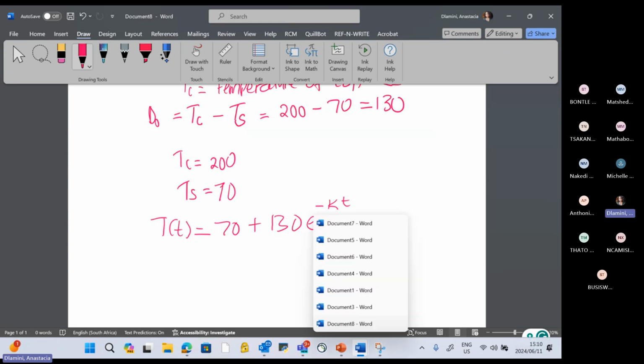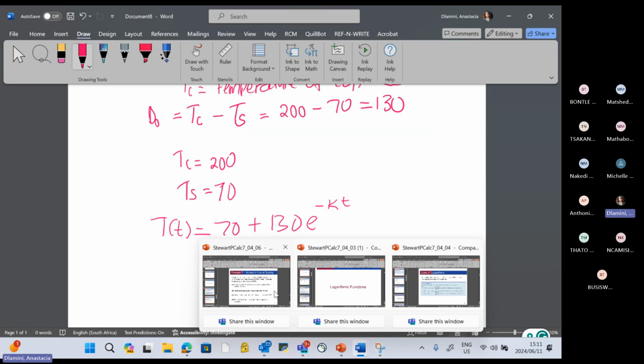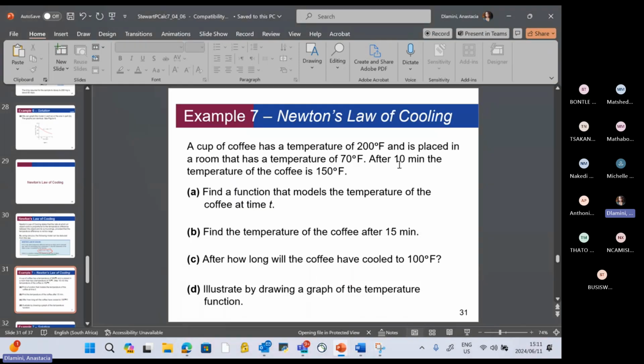So now how do we find the value of K? We then go check on the statement and see, are we given more information? Yes. After 10 minutes, are we together there, guys? After 10 minutes, what happens after 10 minutes? The temperature of the coffee is what? It's 150 degrees Celsius.